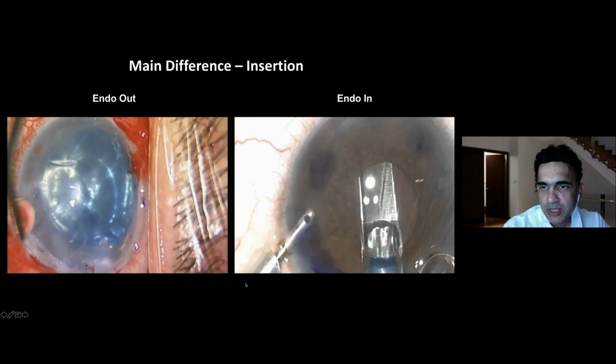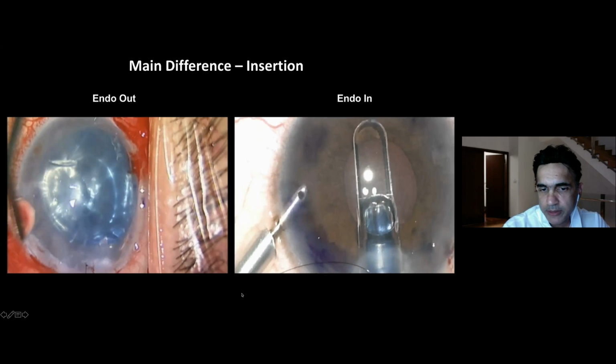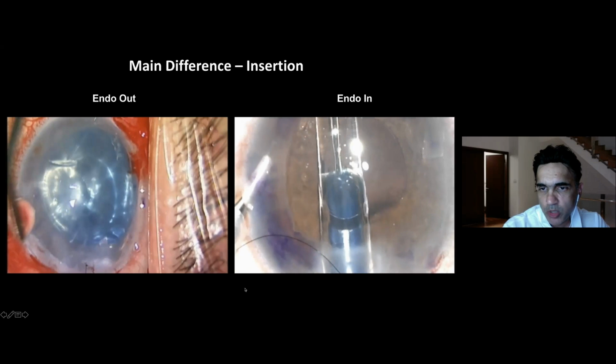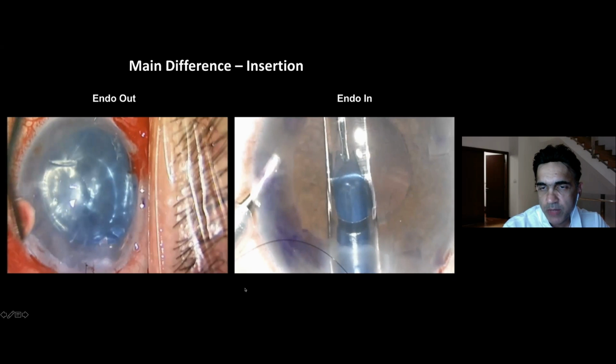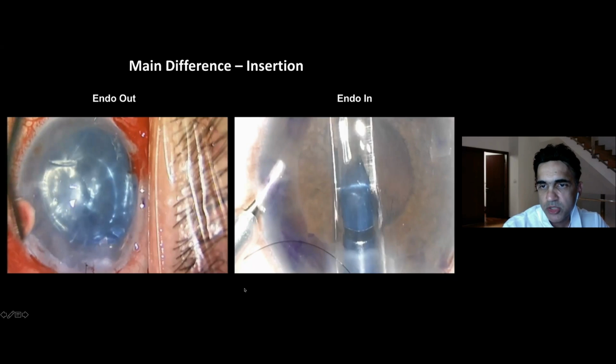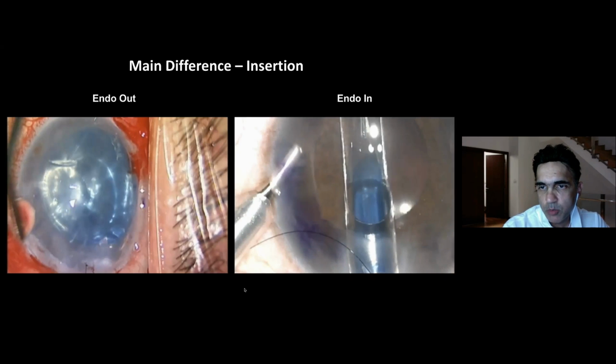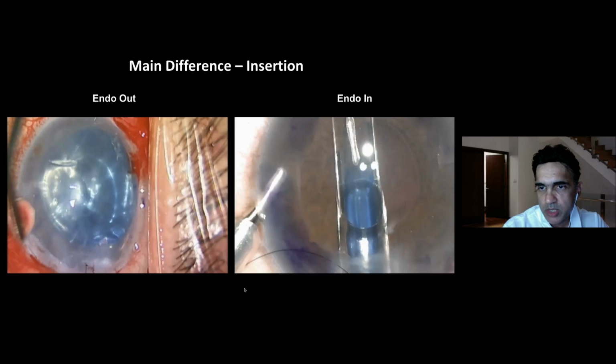Okay, so this is the endothelium in technique on the right-hand side. Here, what you're doing is you're pulling the graft inside the anterior chamber. So these are 27 gauge forceps. So they're very delicate forceps. So they will pull the DMEK tissue inside the eye.